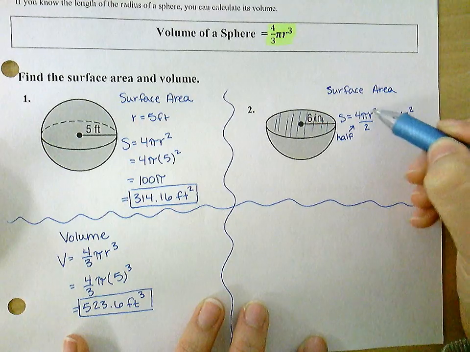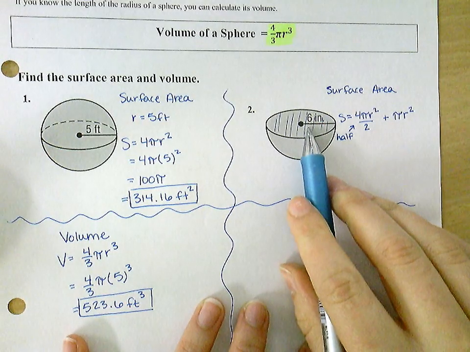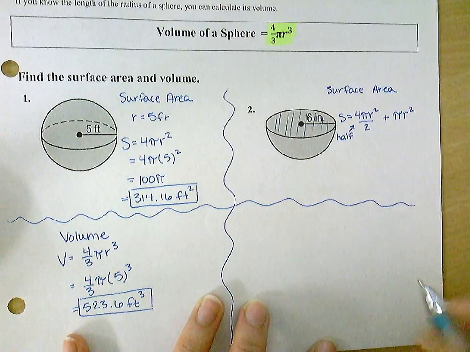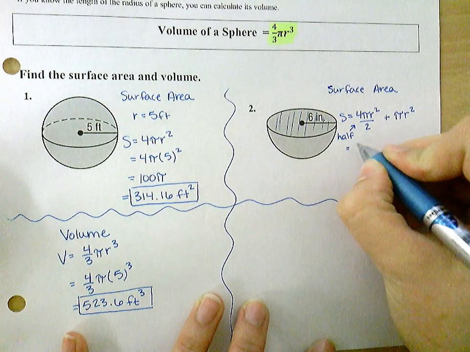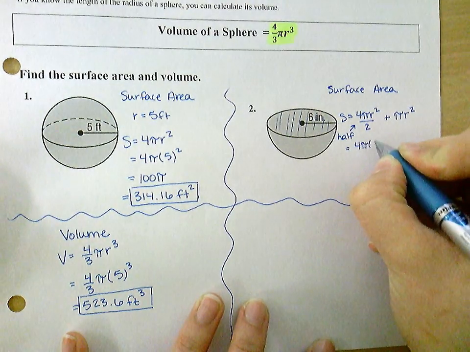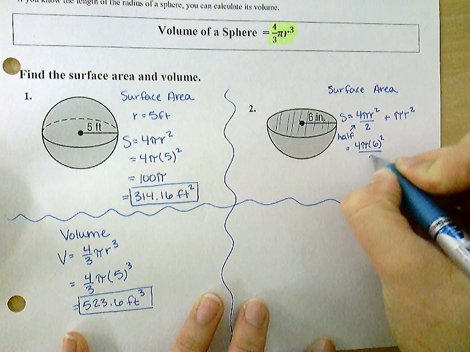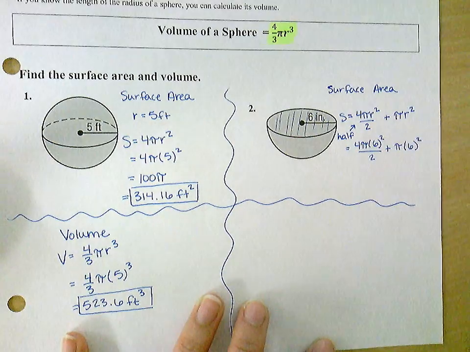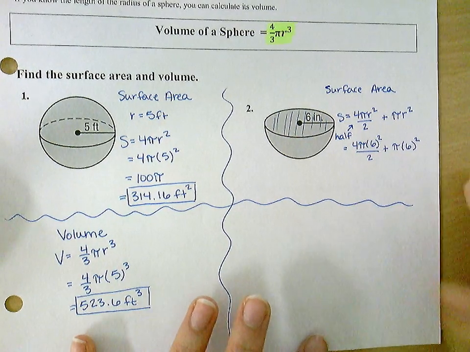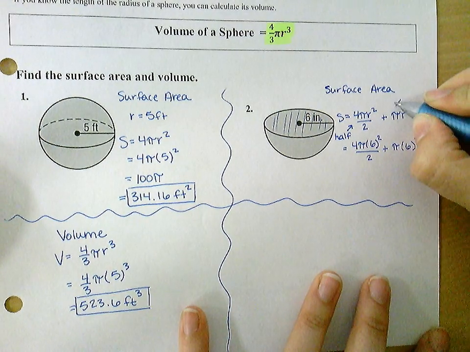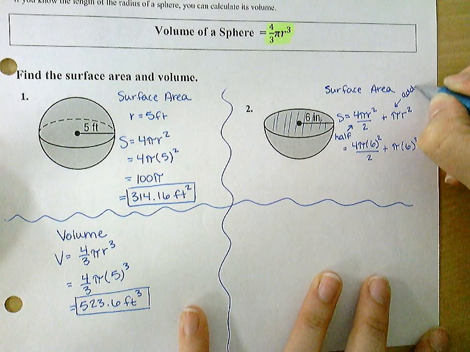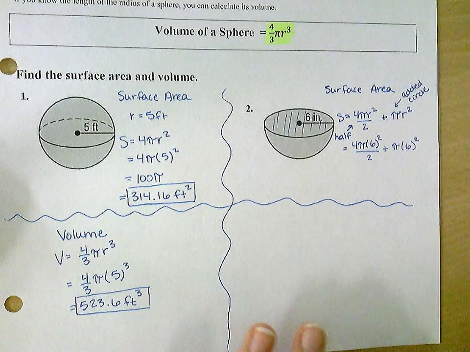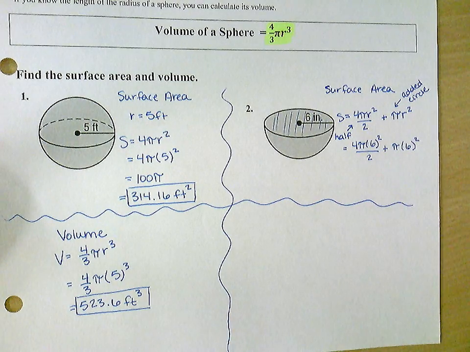Okay, so now that I have my formula here, all I need is the radius still. So I can plug in 6 for each r value. So we have 4 pi times 6 squared over 2 plus pi times 6 squared. And again, this is the added circle. Okay, so that's that added circle on top.